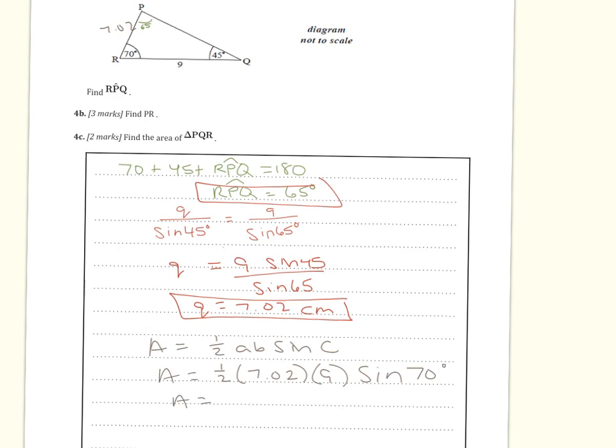And so we can just use our calculators here, 0.5 times 7.02 times 9 times sine of 70. And that gives us 29.7 when we round to three significant figures. And our units there will be centimeters squared.